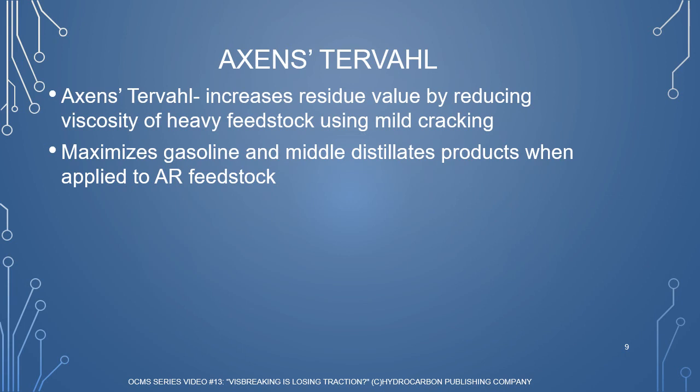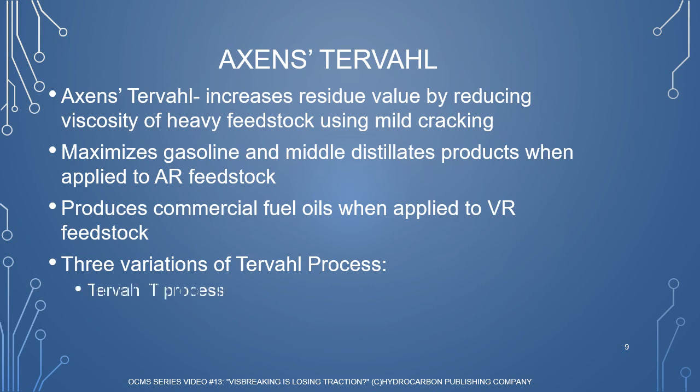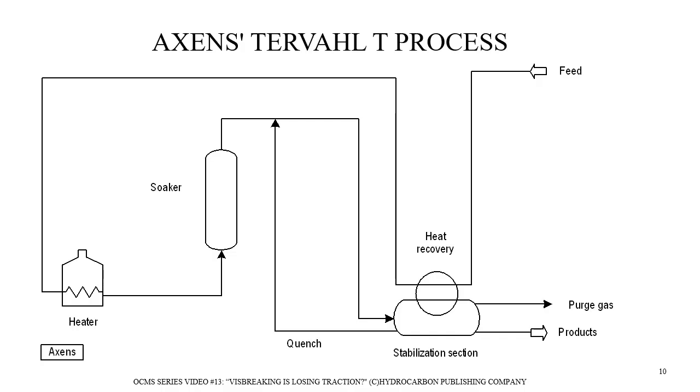When the feedstock is a vacuum residue, the process is applied to drastically reduce the viscosity to produce commercial fuel oils, with the addition of a light diluent, if needed. Axens offers three variations of its Terval process: Terval T, Terval H hydro visbreaking process, and Terval C. Here is a process diagram of Axens' Terval T process. It is said to achieve vacuum resid conversions of around 38%.